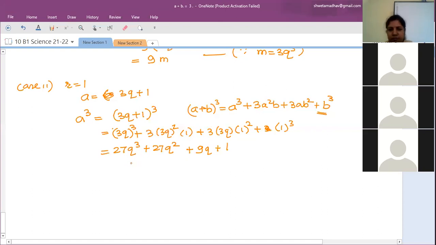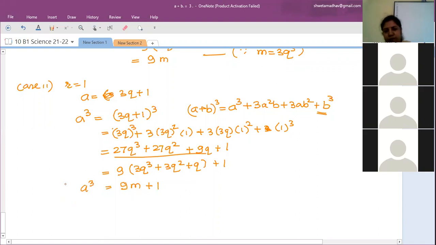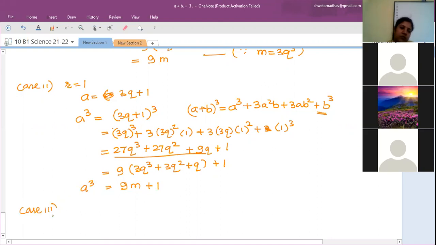Is it clear? Yes, ma'am. From the first three terms, we can take 9 common. So it will be 3q cube plus 3q square plus q. And then outside, 1. We can consider this as a quotient and take another variable m for the quotient. So 9m plus 1 is a cube. Second case clear now? Yes, ma'am. Then case 3, when r is equal to 2.